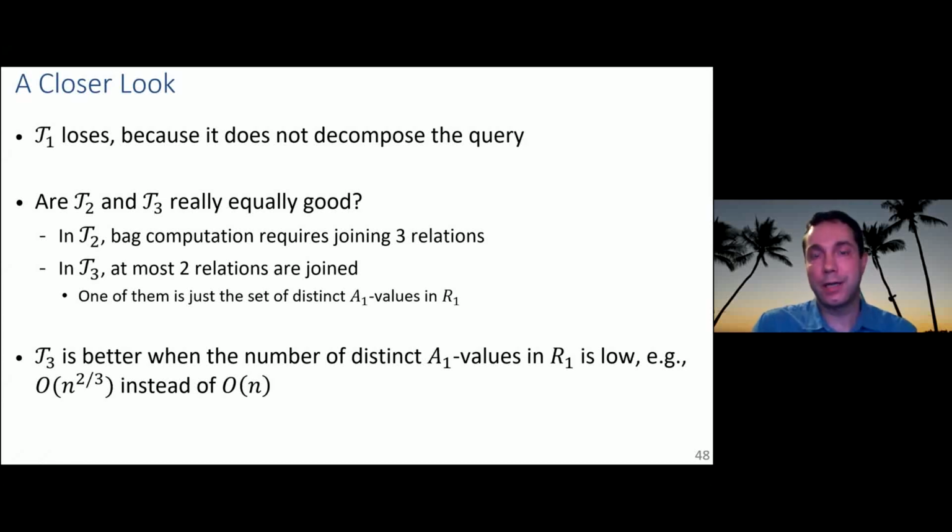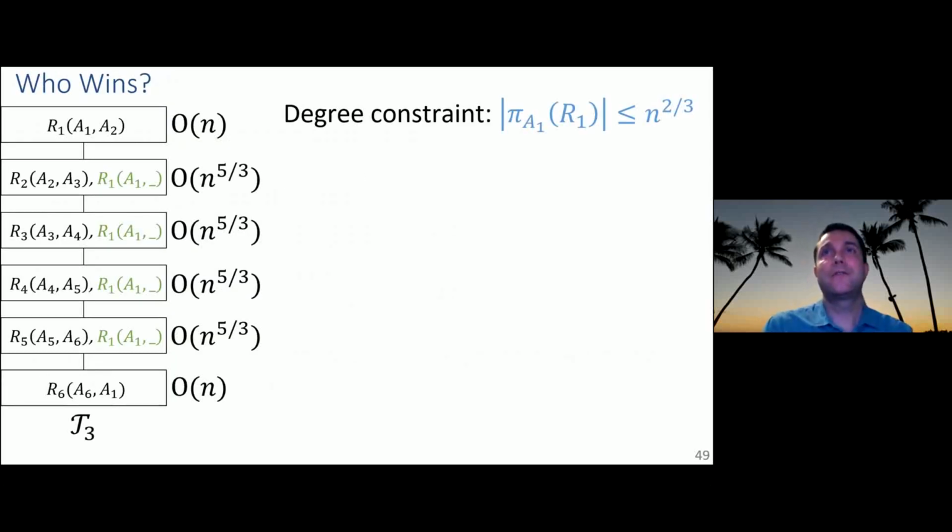In particular, consider the following case. If we know something about the A1 values in R1, let's say we know they're not actually order n of them, but only order n to the 2/3 of them. With this additional constraint, which we call a degree constraint, we can actually show that T3 does better than T2 on this kind of input where this degree constraint holds. Formally, the degree constraint that I just mentioned is shown up here in the upper right corner. Let's look at that bag here, R2 versus R1's A1. If there are only n to the 2/3 A1 values, and up to n tuples in R2, then materializing this bag has a cost of O of n to the 5/3. Similarly, the size of the bag is also just O of n to the 5/3.